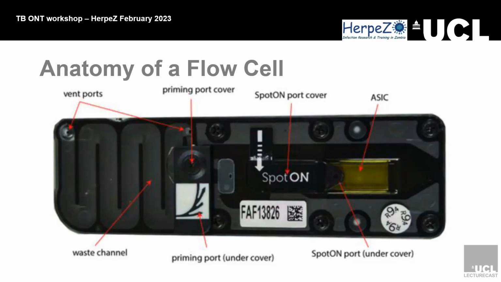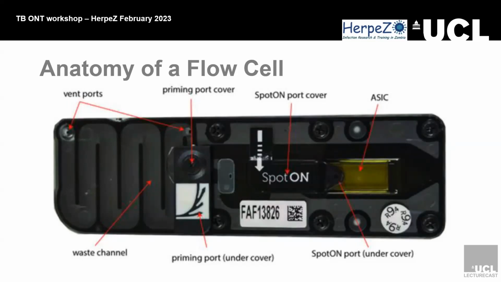And then you have vent ports. These are the ones that will be used for waste, if you're going to pull out waste from the cartridge, because the waste will collect in these channels. And that's basically it. We've got a video that will go through that with you when we're loading the flow cell, because you need to prime the flow cell and then load it.